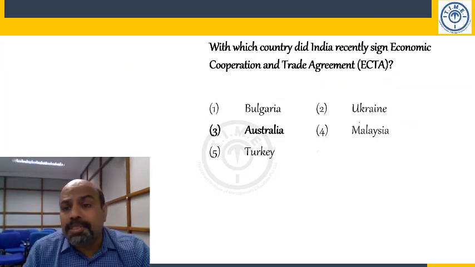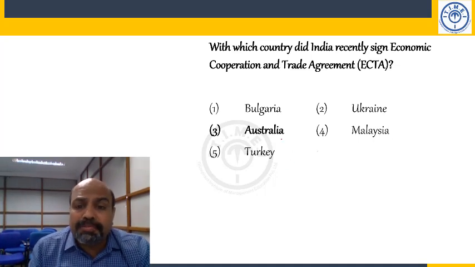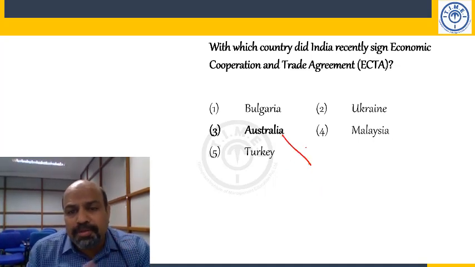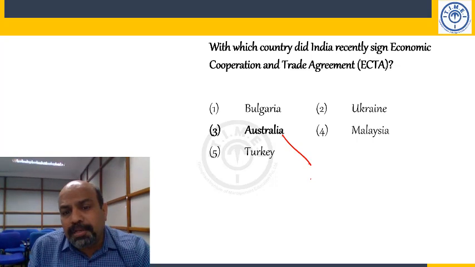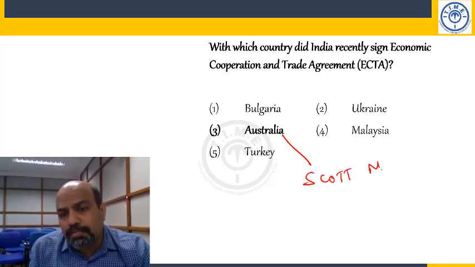Now, one more thing: who's the Prime Minister of Australia? Just a couple of the countries here. Australia's Prime Minister is Scott Morrison. Scott Morrison.